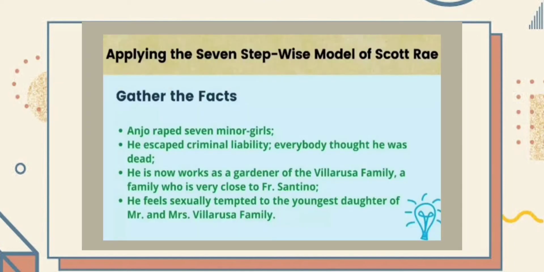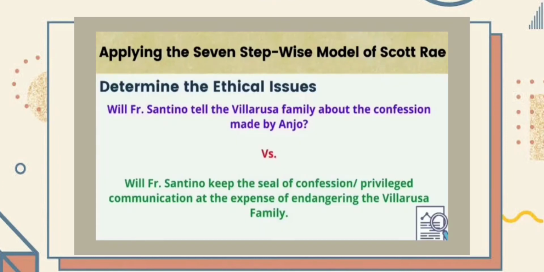Now let's gather the facts. Andrew raped the 7 minor girls. He escaped criminal liability. Everybody thought he was dead. He now works as a gardener of the Villarosa family, a family who is very close to Father Santino. He feels sexually tempted by the daughter of Mr. and Mrs. Villarosa. Next, we will determine the ethical issue.